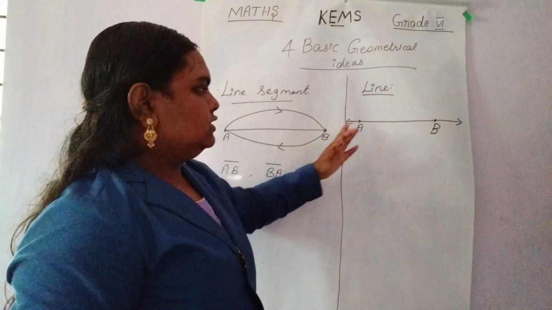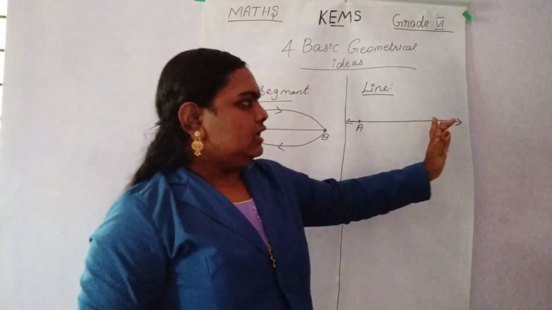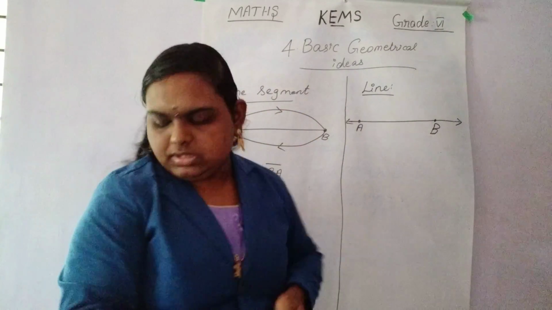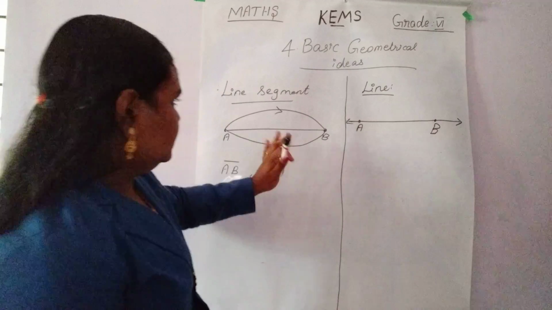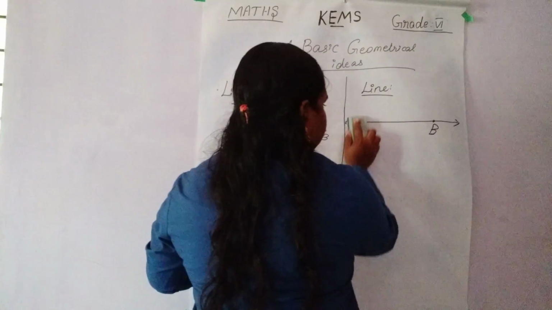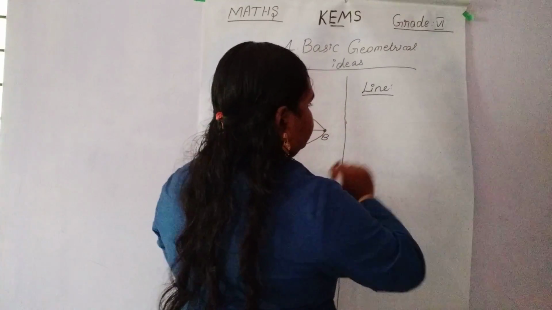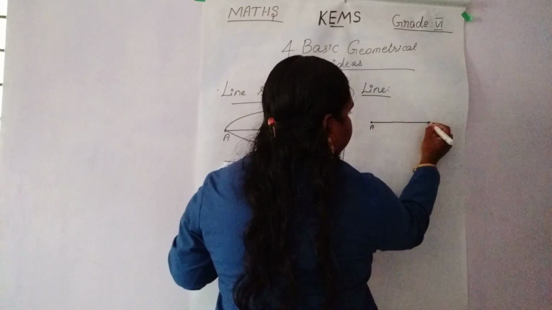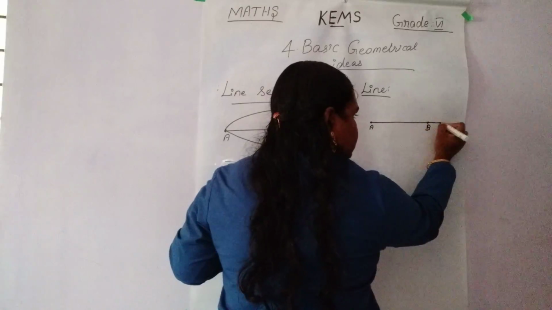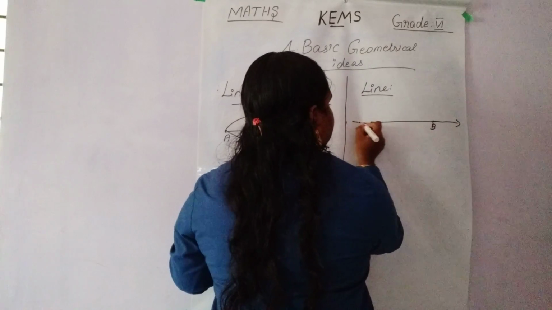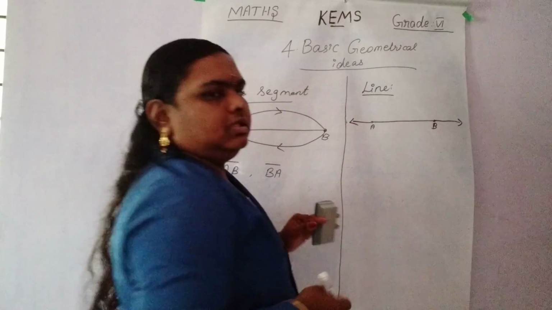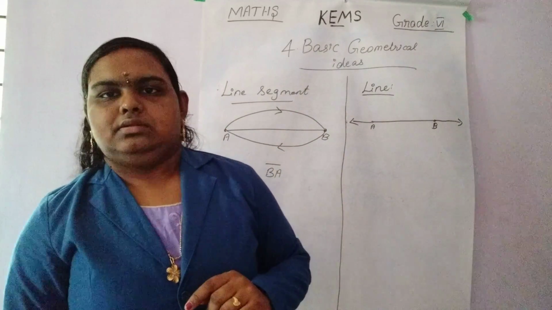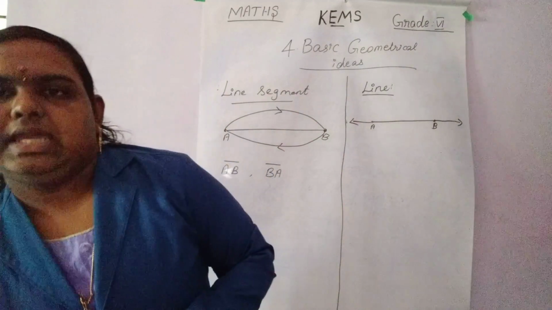So it is continuous through the A and B points. It is not stopping like the line segment. It is a continuous process. If I am taking a line, then I am marking A and B. Then it can continue on both sides. If it can continue on both sides, it is known as a line.